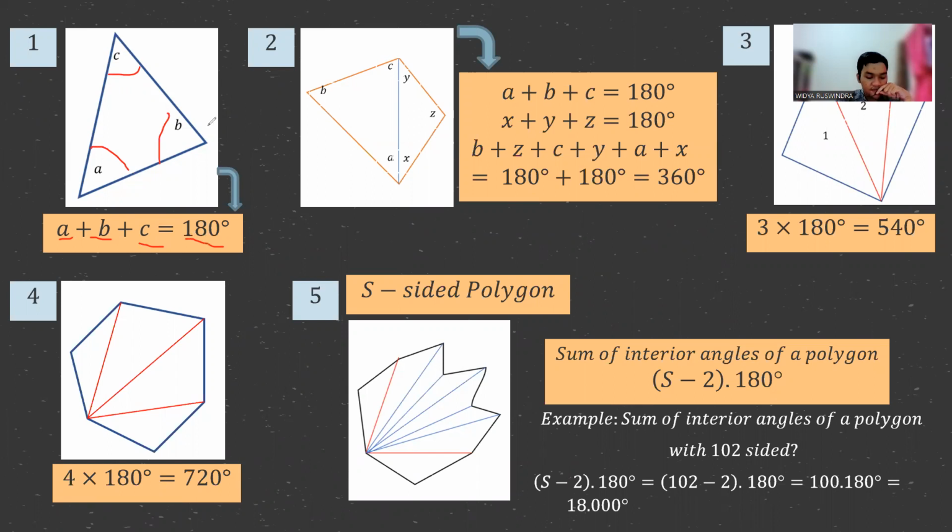So what happens if the geometry has more than 3 sides? For example, this is a polygon. The polygon has 4 sides or 4 angles. This is angle 1, angle 2, angle 3, and angle 4. So what happens with the value of the angle?